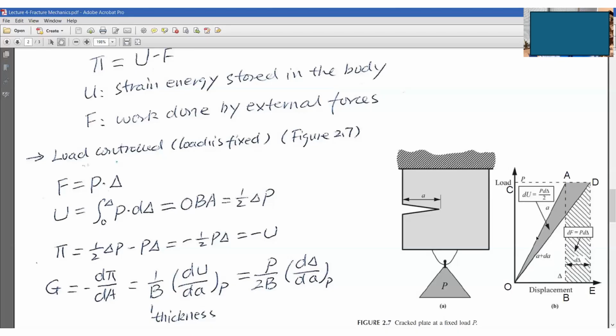This straight line represents the crack length of A, and this straight line represents the crack length of A plus dA. So for the same load, if I use crack length A, this is my delta, and for A plus dA, I will have this d delta. So you can see this U equals OBA.